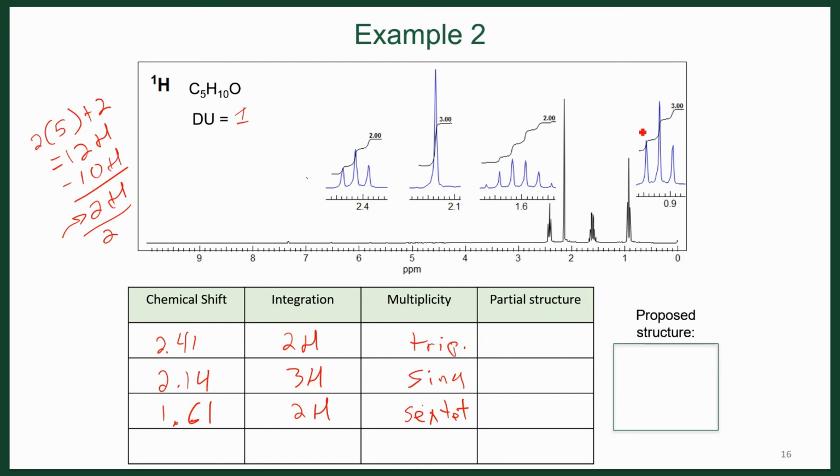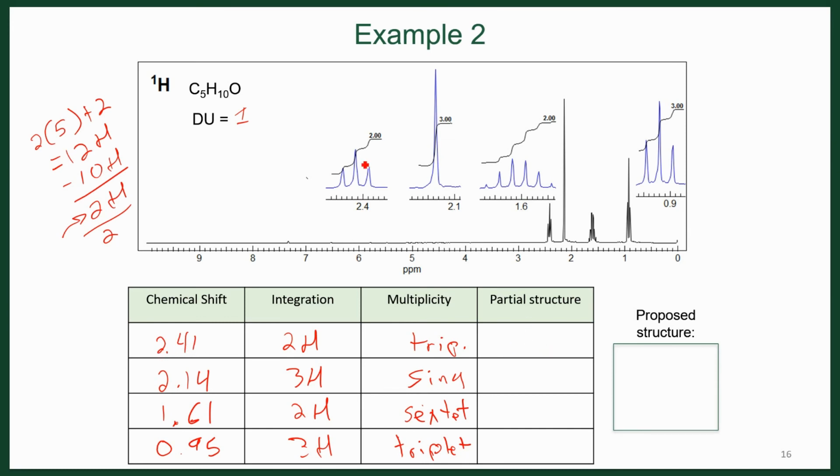And then our final signal here at 0.95 is 3 hydrogens, and it is a triplet. All right, so let's look at some of the partial structures that we can have that will fit the data that we're observing.